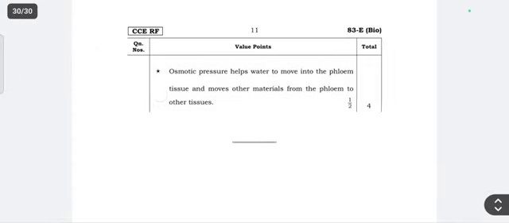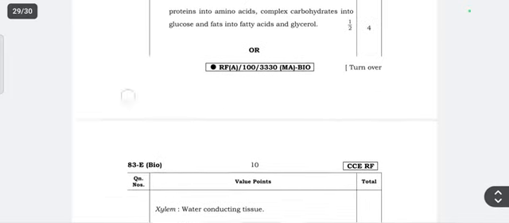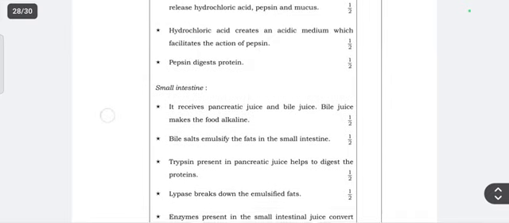So this is the Life Processes chapter, an important chapter. You will get 8 to 10 marks from this chapter.